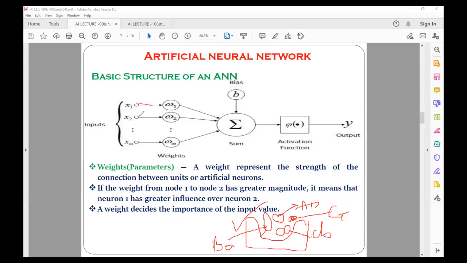When you are adding some parameters with some extra information to the particular available input or data, that is being referred to as what? Weight. Now when you are adding these parameters to this data, automatically the strength of the input will increase or not? Increase, yes, and that is the reason I have mentioned weight represents the strength of the connection between the units or the artificial neurons. Understood? Now got the concept of weight here?